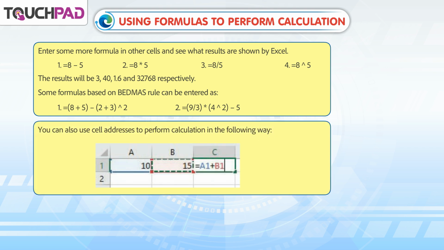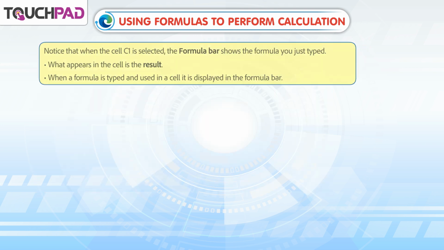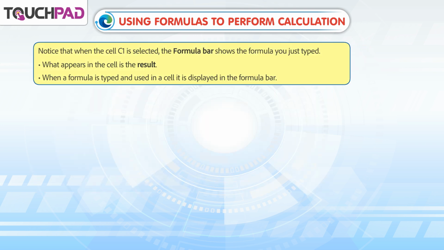You can also use cell addresses to perform calculation in the following way. Notice that when the cell C1 is selected, the formula bar shows the formula you just typed. What appears in the cell is the result. When a formula is typed and used in a cell, it is displayed in the formula bar.